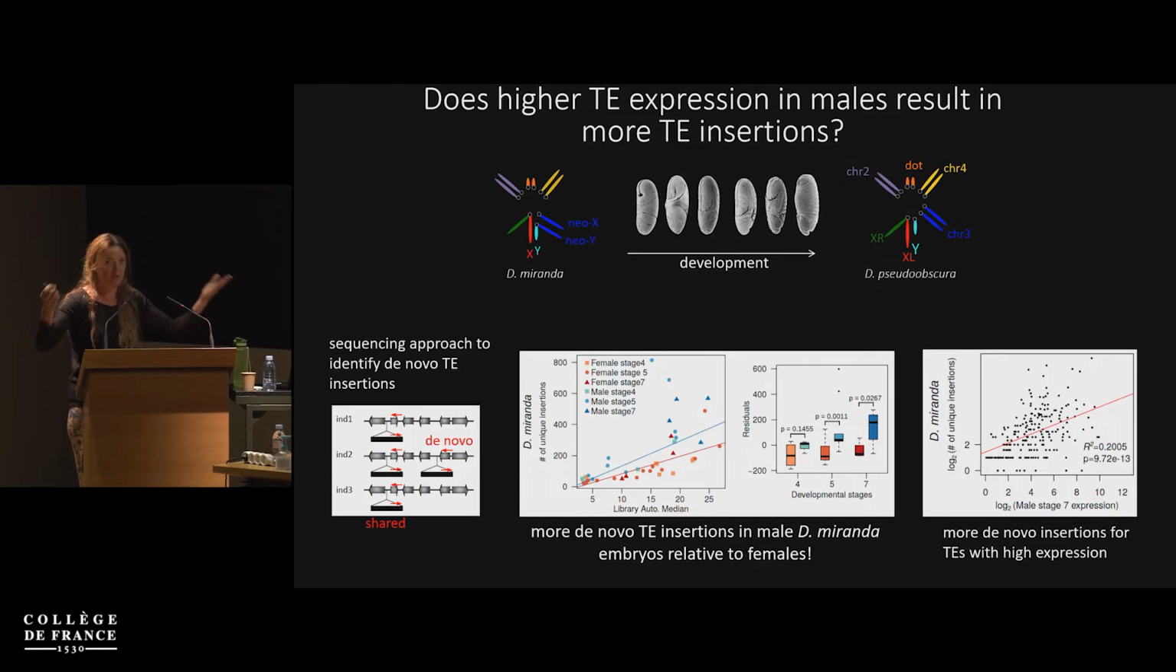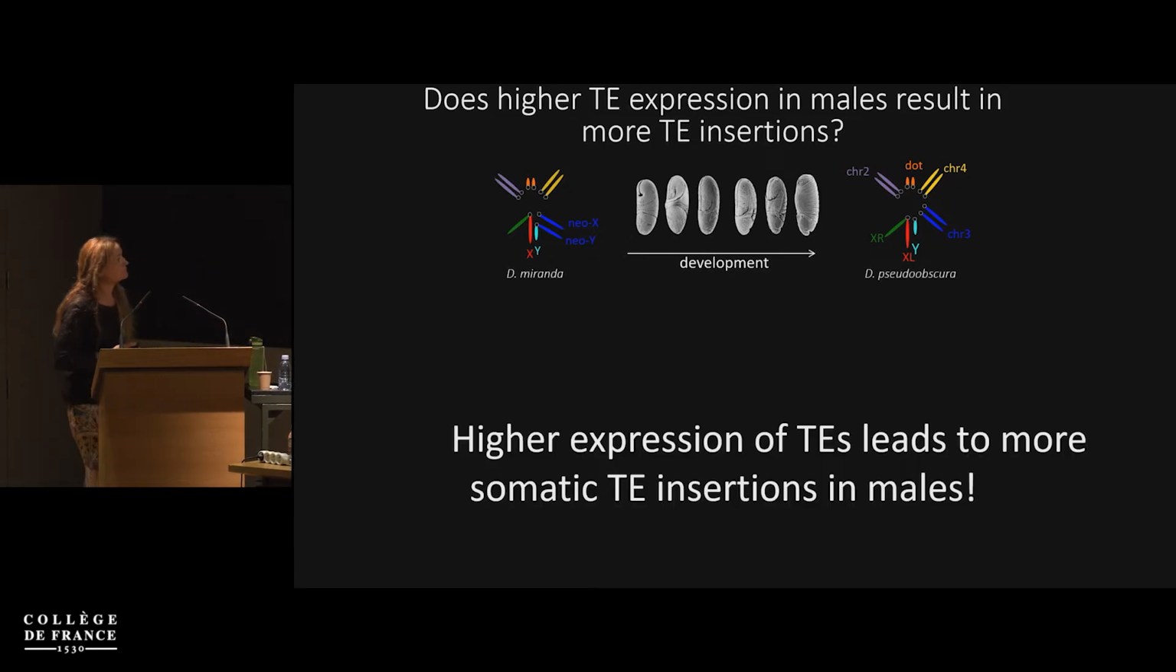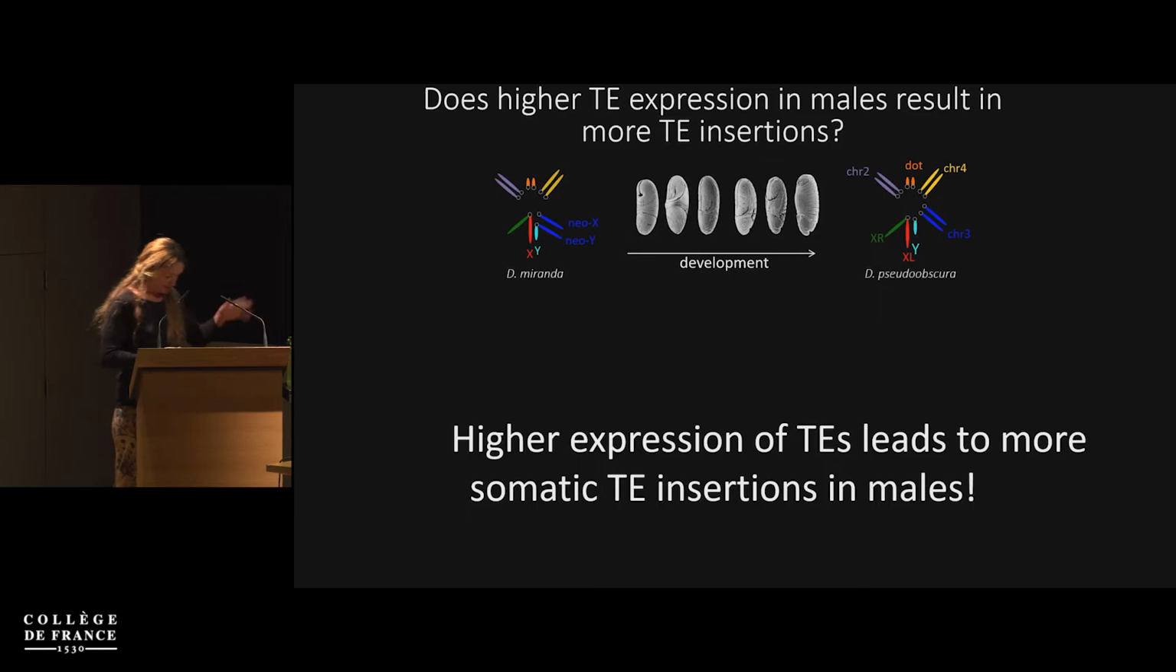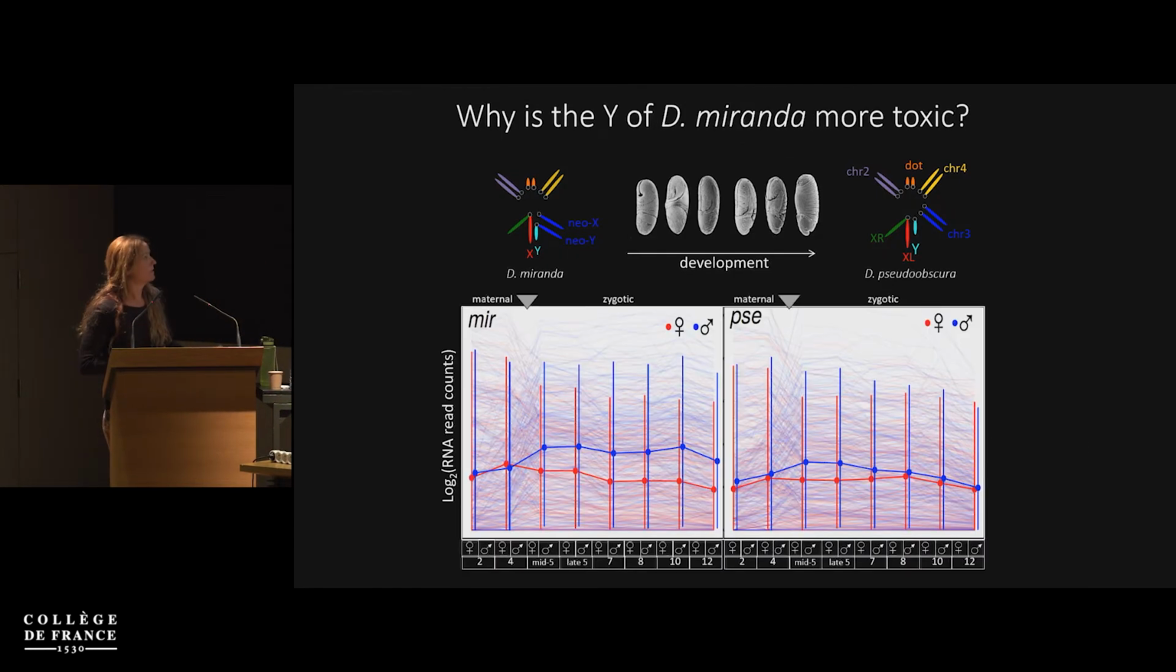So high expression of TEs in early development leads to a high number of de novo insertions in the genome. So there's indeed, as I just said, more expression leads to more somatic insertions.